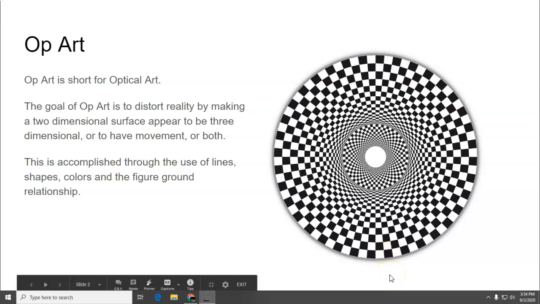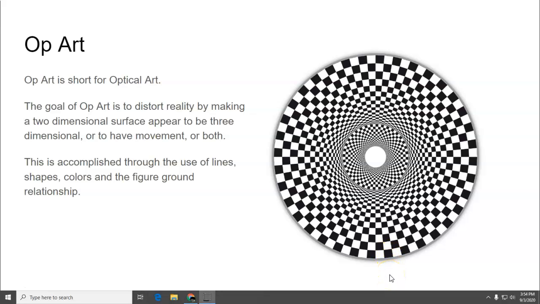So reviewing op art: op art is short for optical art, and the goal of op art is to distort reality by making a two-dimensional surface appear to be three-dimensional, or to have movement, or both. That's accomplished through the use of lines, shapes, colors, and the figure-ground relationship. If you look at the image that is there, it can give the illusion that it is a tunnel or a hole, and then if you look at it long enough, it starts moving.